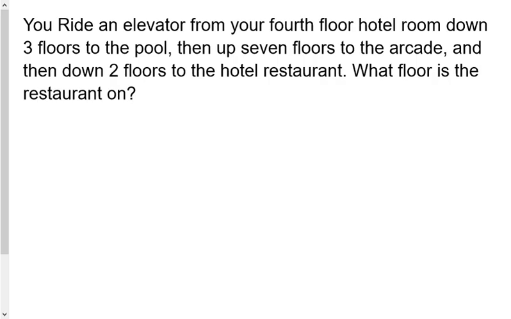Next one, you ride an elevator from your 4th floor hotel room down 3 floors to the pool, then up 7 floors to the arcade, and then down 2 floors to the hotel restaurant. What floor is the restaurant on? Now this one, it might actually be easier to draw a vertical number line because we're thinking about an elevator. Elevators go up and down, so that probably might make more sense. So we start where? We start on the 4th floor.